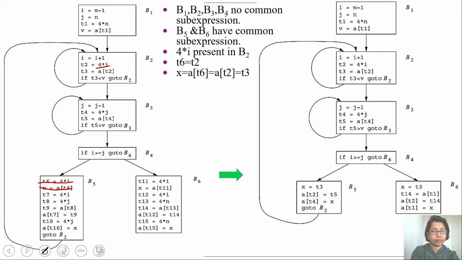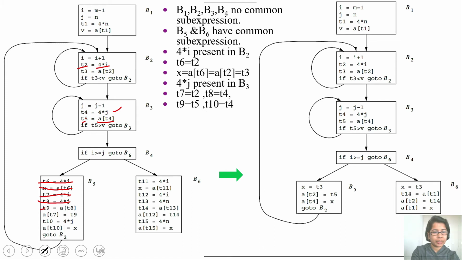Next, T8 equal to 4 multiplication J. It is already present in T4. So the T7 statement and T8 statement will be removed. T7 equal to T2, as 4 multiplication I is stored in T2, and T8 equal to T4. Next statement, T9 equal to A of T8. A of T8 is equal to A of T4, and A of T4 is in T5, so we don't need to compute it. T9 is equal to T5.